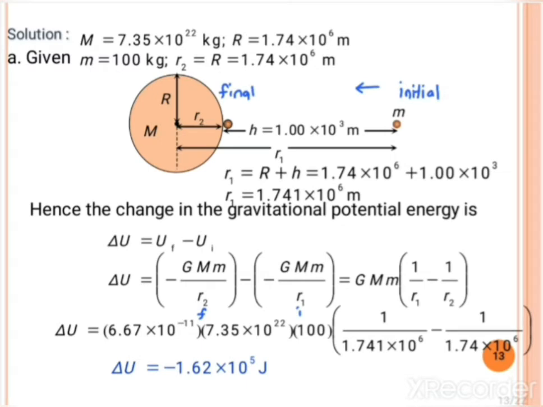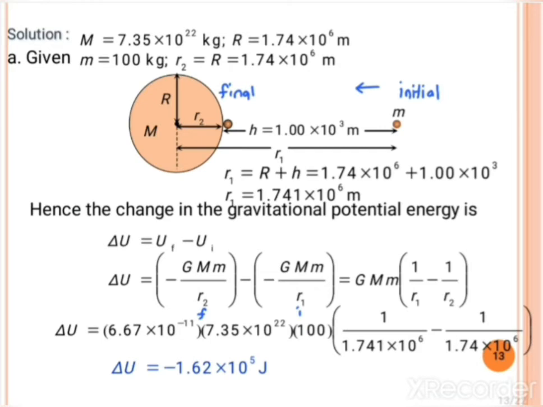So distance R2 here is 1.74 times 10 power of 6. The value for R2 equals R, the radius of moon. Why? Because at the final position, this probe is dropped onto the moon surface. Look at this picture. At the initial position, this probe is 1 times 10 power of 3 meter from the moon surface. And then this probe is dropped onto the moon surface. So the final position is at the moon surface, so R final equals the radius of moon.